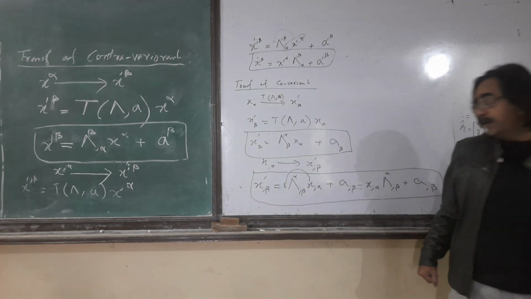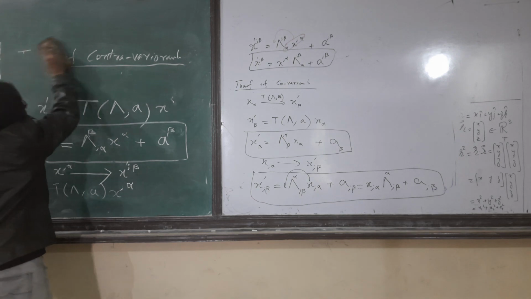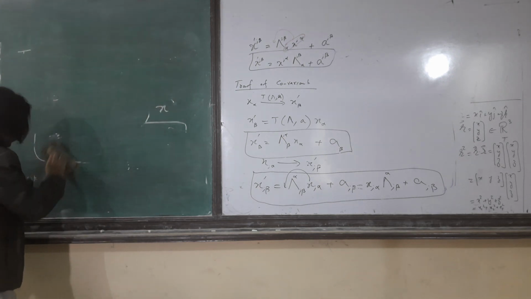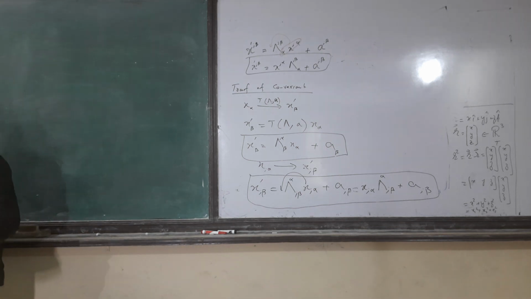Okay. So next topic is... so these were the transformation of contravariant and covariant. Both mean if we now understand how the contravariant will be transformed into contravariant. If that is row, how it will be transformed. If that is column, then how it will be transformed.